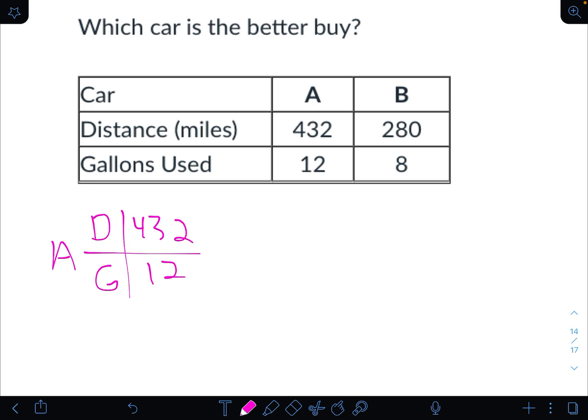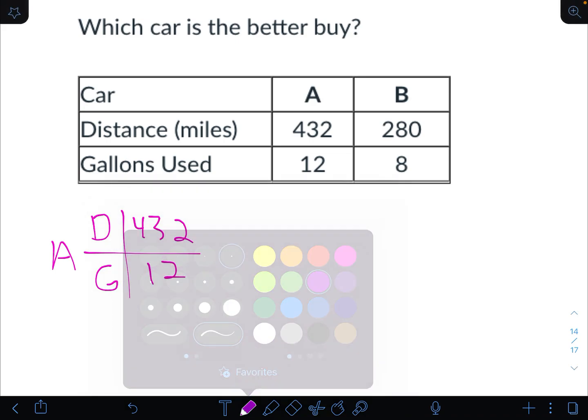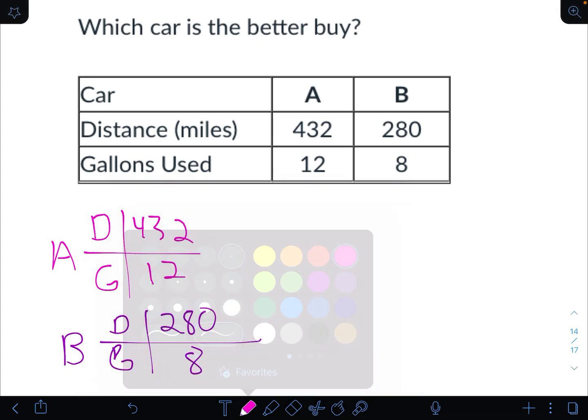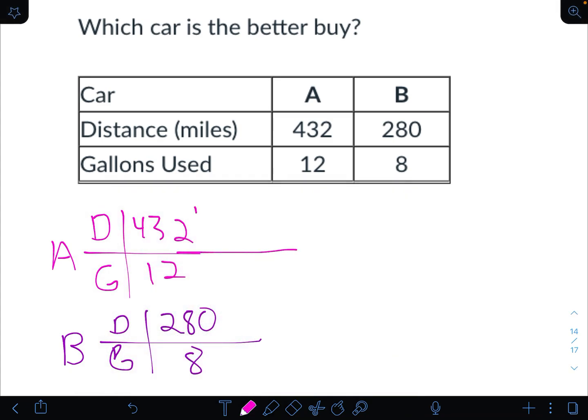But what I could do is just do a little side-by-side comparison. A little double ratio table action here. You could say, okay, well, oh, if I double this, see, look, you can turn them both into the same number by getting bigger, maybe. If I double 12, I get 24. If I double 432, I get 864.